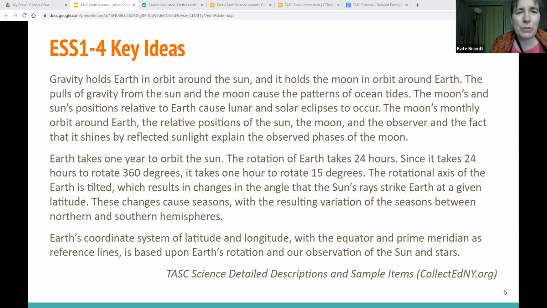Okay, so next one. Earth takes 1 year to orbit the sun. The rotation of Earth takes 24 hours. Since it takes 24 hours to rotate 360 degrees, it takes 1 hour to rotate 15 degrees. The rotational axis of the Earth is tilted, which results in changes in the angle that the sun's rays strike Earth at a given latitude. These changes cause seasons, with the resulting variation of the seasons between northern and southern hemispheres. So again, a lot of information there, a lot of concepts to grasp.